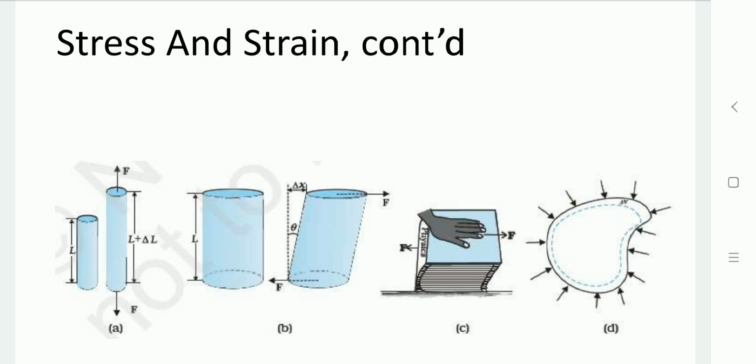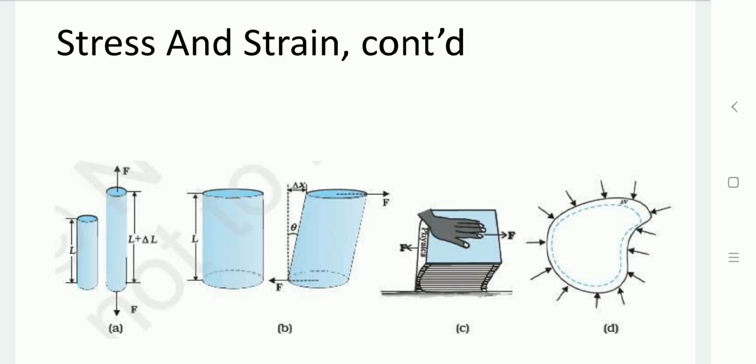So here again, shearing stress is developed in a body, and shearing strain, which is defined as tan theta, for the displacement delta X which is very small, can be noted as nearly equal to theta.